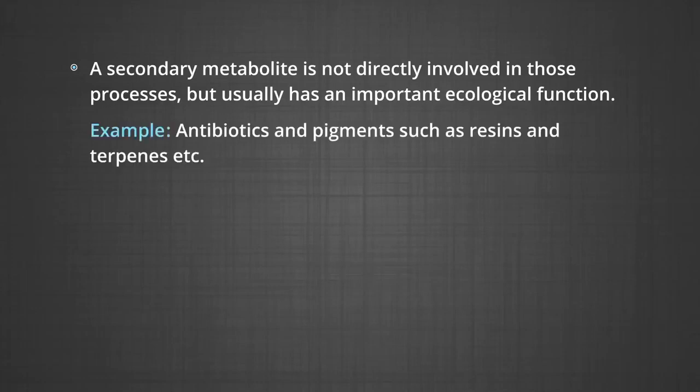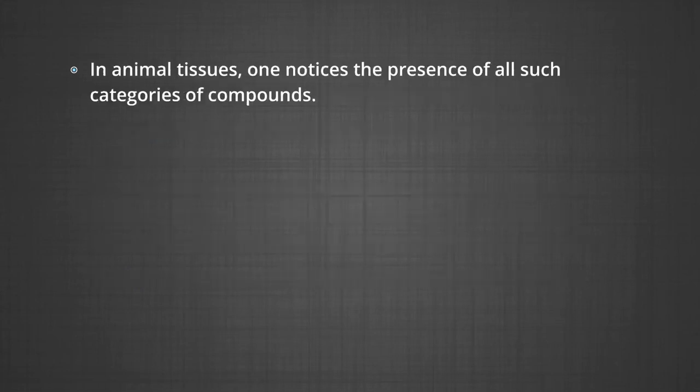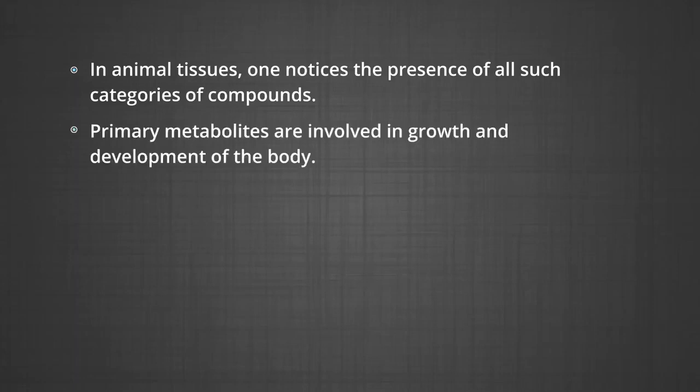For example, they act as antibiotics and pigments such as resins, terpenes, etc. Some antibiotics use primary metabolites as precursors, such as actinomycin, which is created from the primary metabolite, tryptophan. Some sugars that are metabolites, examples include fructose, glucose, and these are in the metabolic pathways also. In animal tissues, one notices the presence of all these categories of compounds. The primary metabolites are involved in the growth and development of the body.